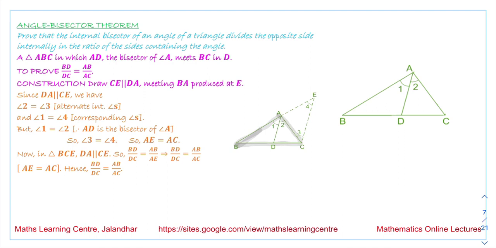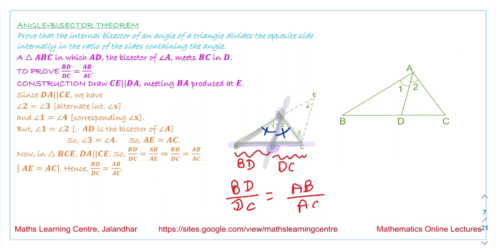The bisector of angle A is given to us. Bisector of angle means that these 2 angles are equal to each other, and it meets BC in D. From this point A we have drawn this bisector and it meets BC at this point D. We have to prove that BD over DC is equal to AB over AC.